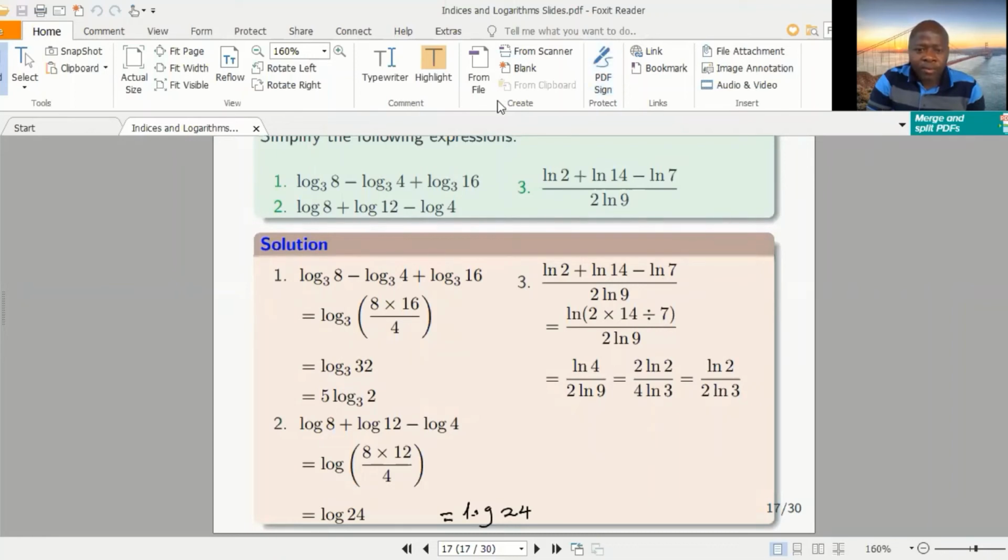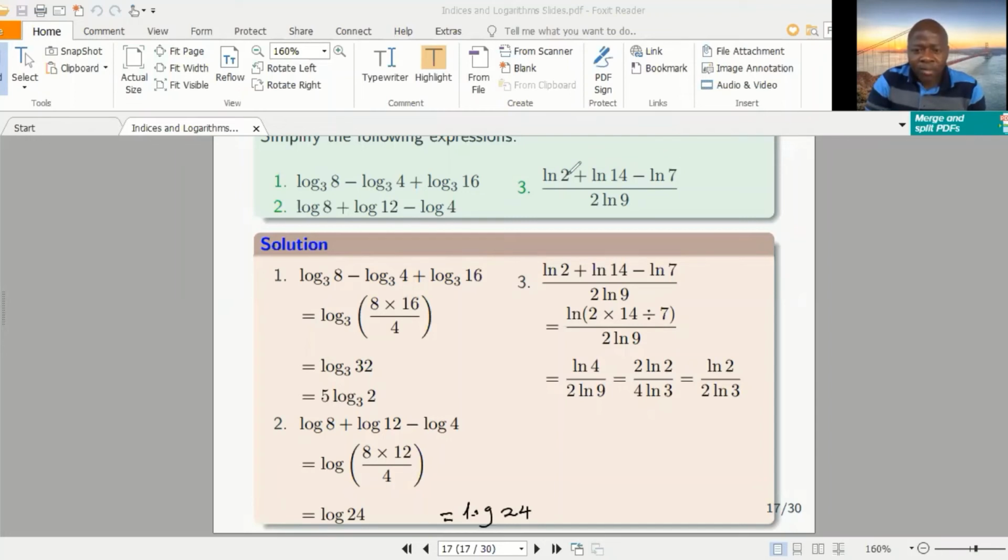I left it that way. Now, let's look at this other one. We are given natural logarithm of 2, and remember what this one is. And then plus natural logarithm of 14 minus, these are logarithms.